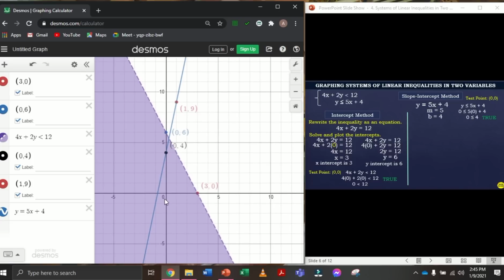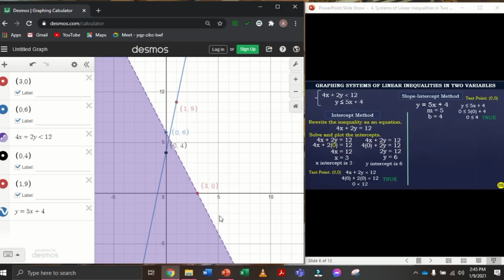Okay, ito yung test point mo. Tama? Since nag-true ito, dapat ang shaded part mo ay dito. Okay? Bakit? Para masama yung test point. Kasi nag-true siya eh. Yun ang ibig sabihin nun. Pag nag-true siya, kasama yung ginamit mong test point sa solution, sa shaded region. Pag nag-false, hindi mo siya isasama dun sa shaded. So, since nag-true siya, isasama natin yung test point sa shaded.